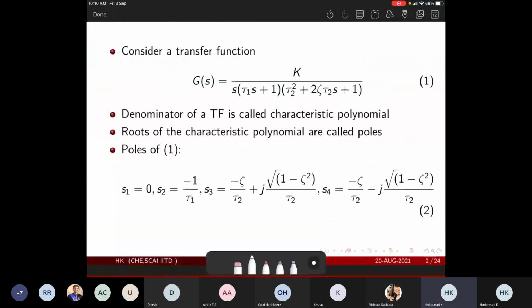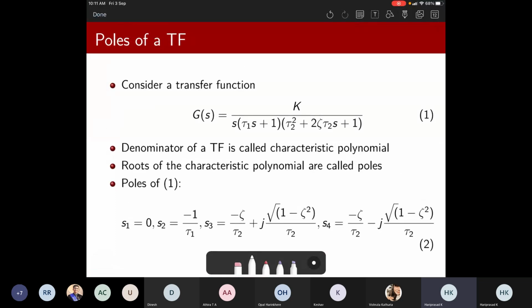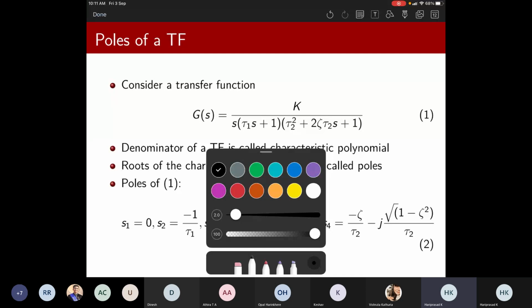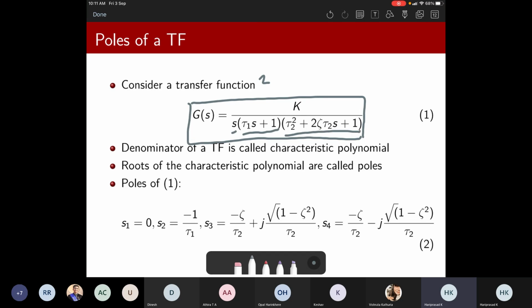Okay, so now let's see how a general transfer function looks like. We will now start learning some terminologies that are really useful for us to understand some characteristics of the process. So you have a general transfer function, and let's assume that it contains three different terms. One is of course S, one is a linear term in S, and third is a quadratic term in S. So what is the total order of the system?